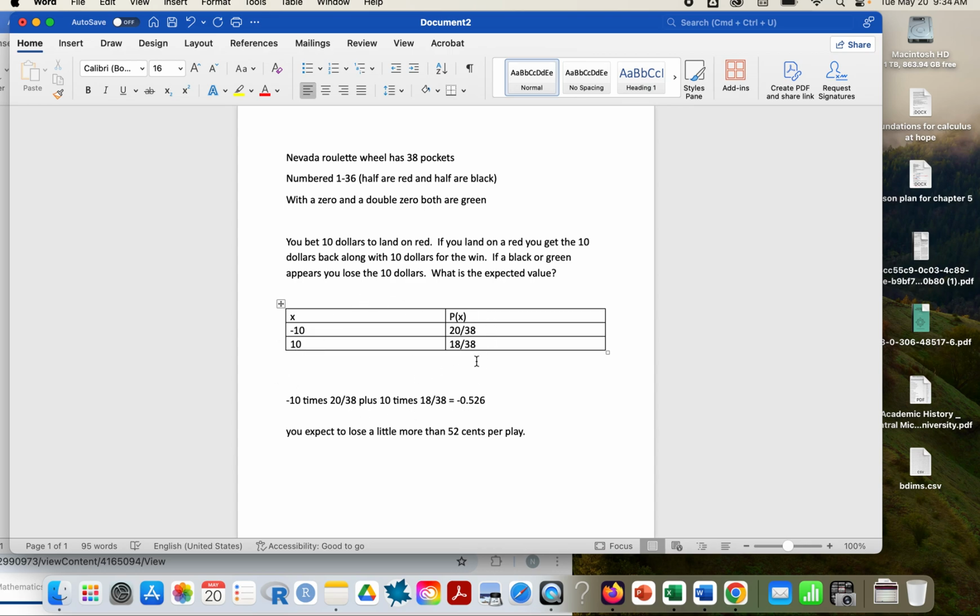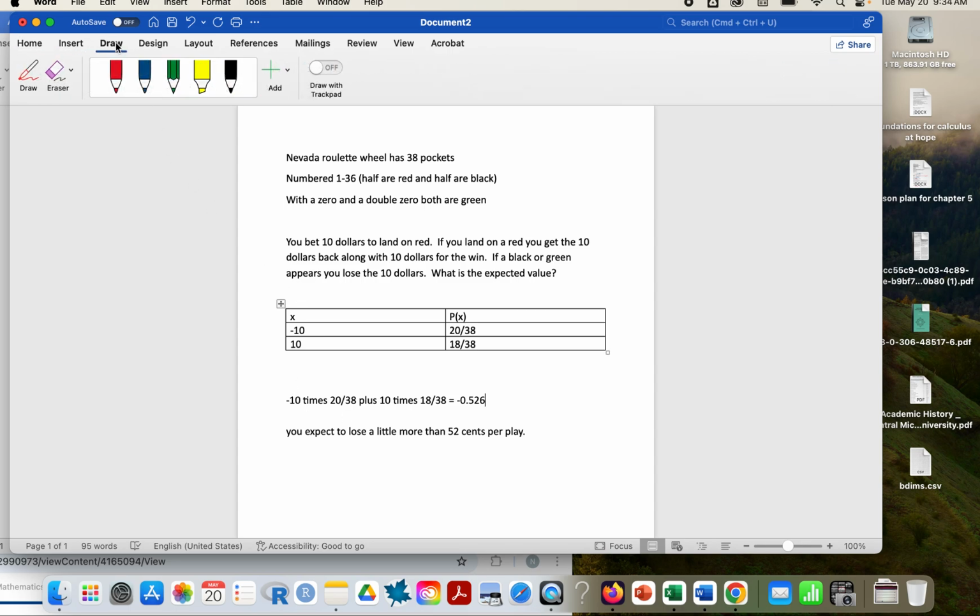Well, this is an expected value situation. It's really using the mean. It's really using the average. So we take negative 10 and we multiply that by its probability. Here's our x. Here's our p of x. This is our random variable. It's our outcome that could occur. It's negative 10. So we have negative 10 times 20 divided by 38. And then we have the 10 that's going to occur 18 out of 38 times. Here's our x. Here's our p of x. And here's our other x. And here is our p of x.